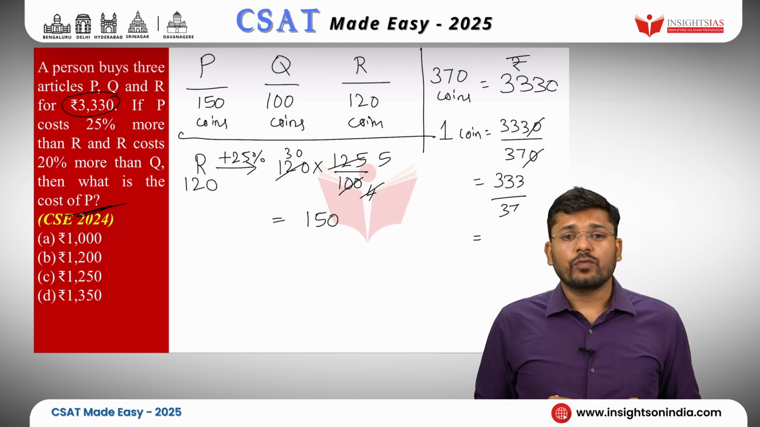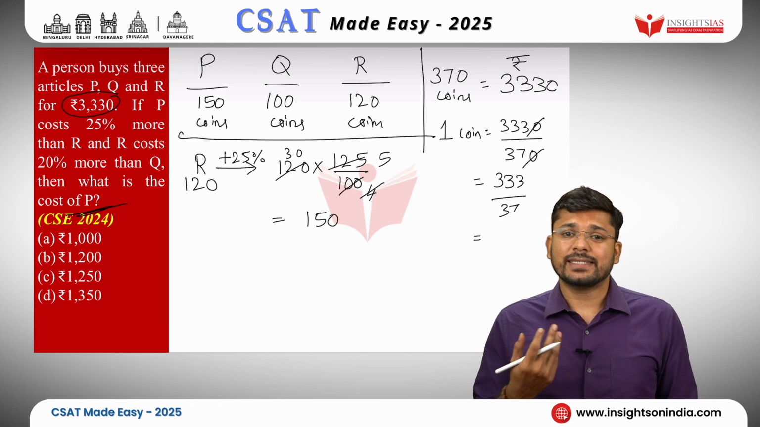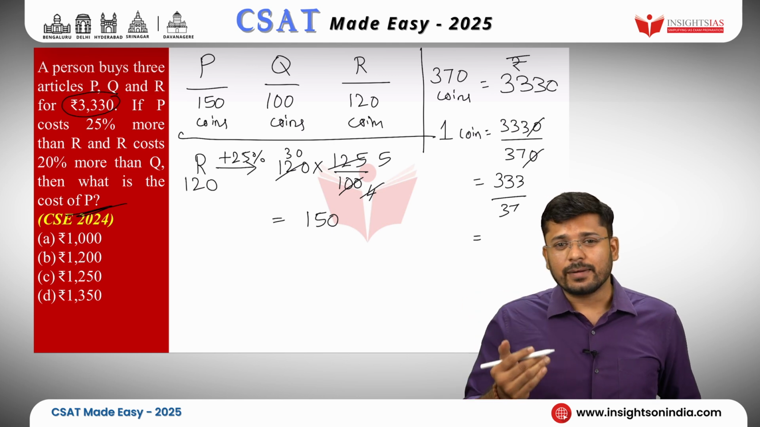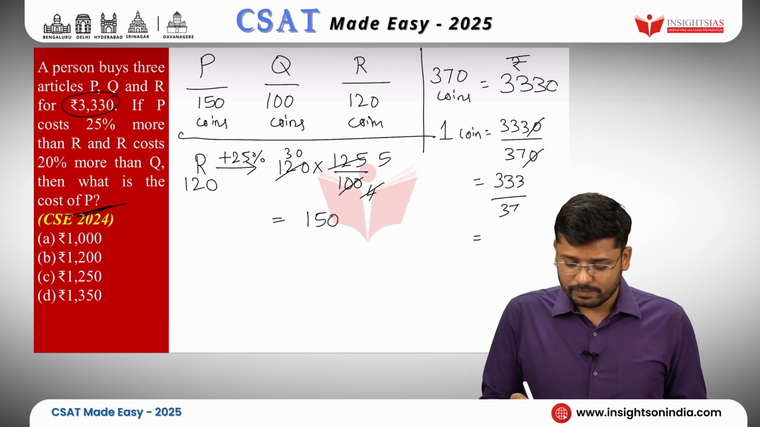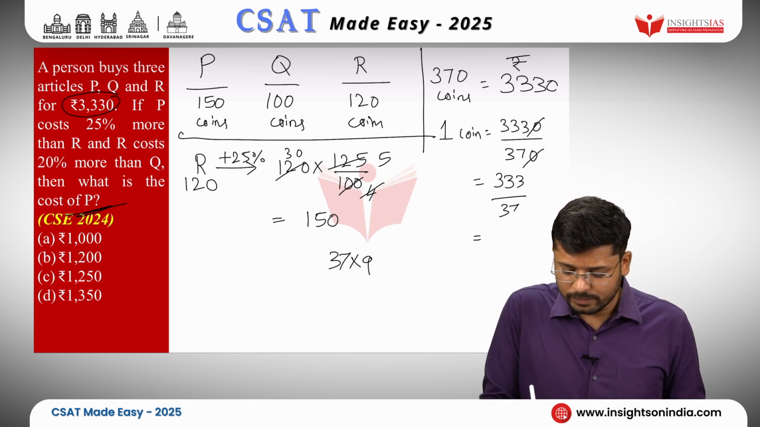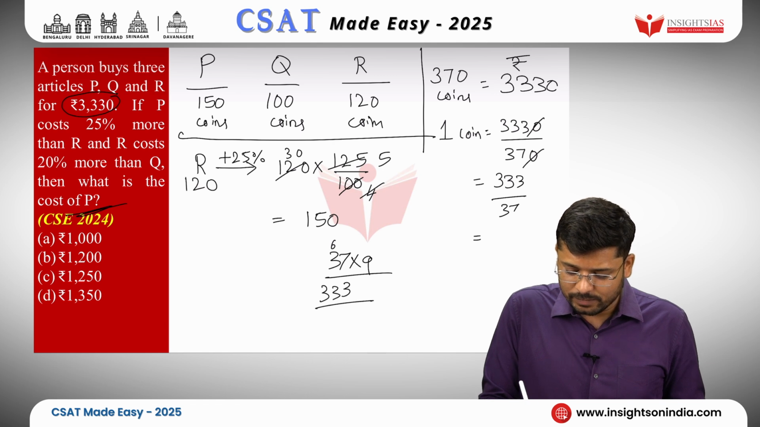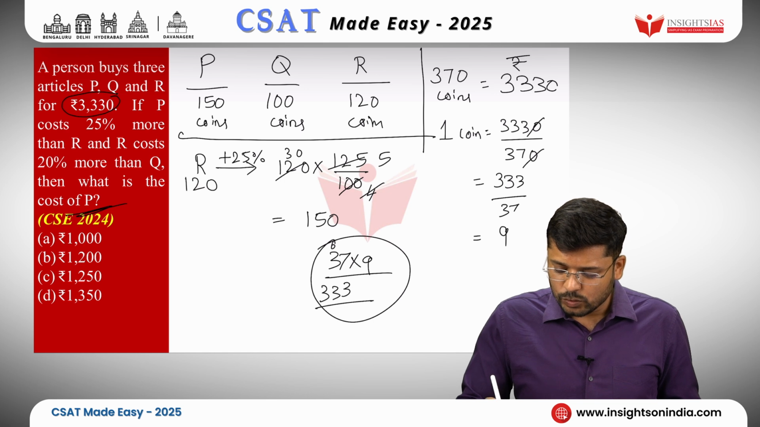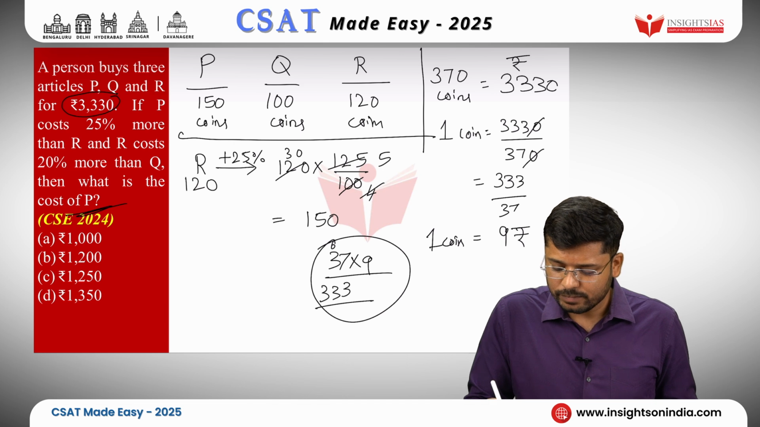What would the value of 37 into 10 be? 37 into 10, it would be 370. But we want 333. It is slightly less than 370, right? So we will try 37 into 9. What would 37 into 9 be? 9 into 7 is 63. 9 into 3 is 27 plus 6, that is 33. So we got 37 into 9 is 333. So the value of one coin is 9 rupees.